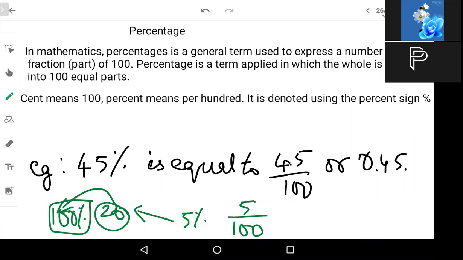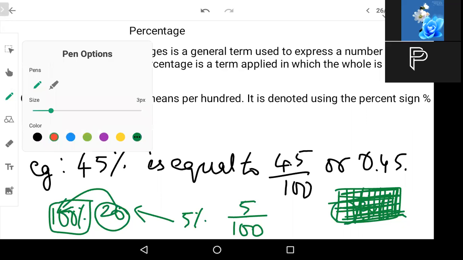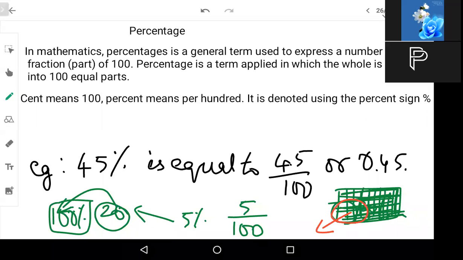Now suppose, let's say this box is 20. Now I will divide this box into 100 parts. Out of 100 parts, if I consider 5 parts here separately, that will become the percentage of that full box. So this is the mathematical meaning of a percentage.